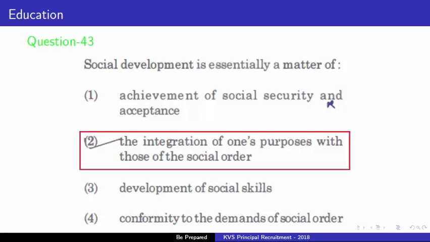Correct answer is option second, that is social development is essentially a matter of the integration of one's purpose with those of the social order. So option second is the correct answer.